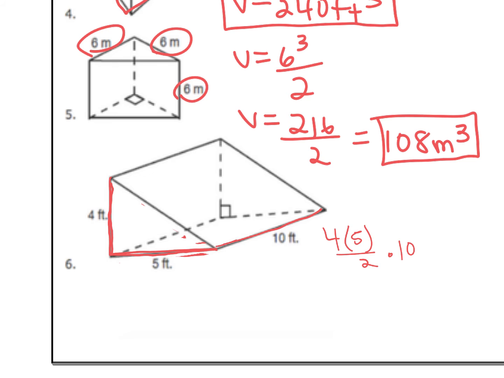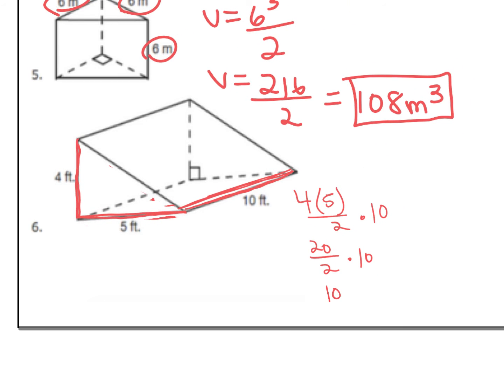How many of these triangles can fit inside this whole triangle? Okay, so this would be the same thing as 4 times 5 times 10 divided by 2. It's all going to give you the same final answer. So 4 times 5 is 20, and then 20 divided by 2 is 10, and 10 times 10 will give you 100.